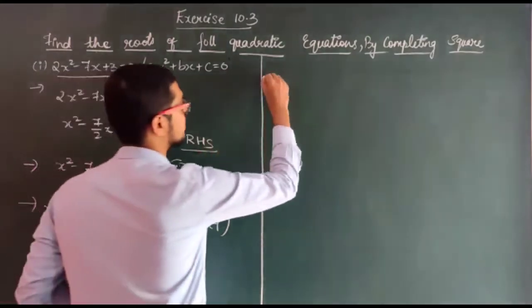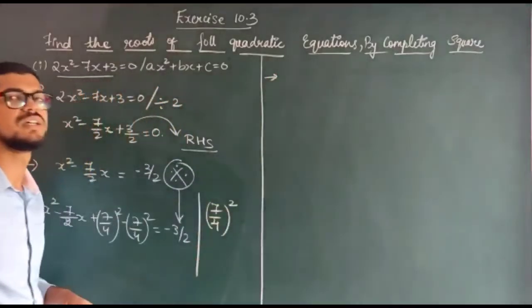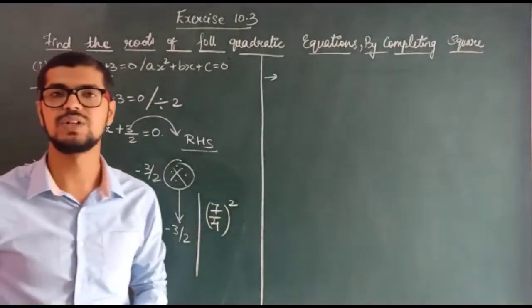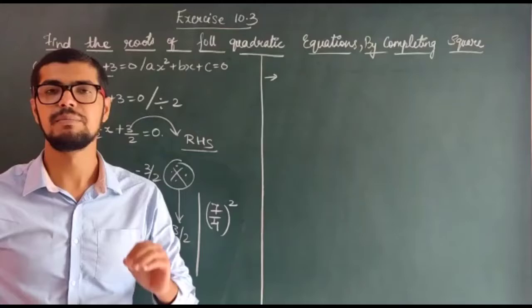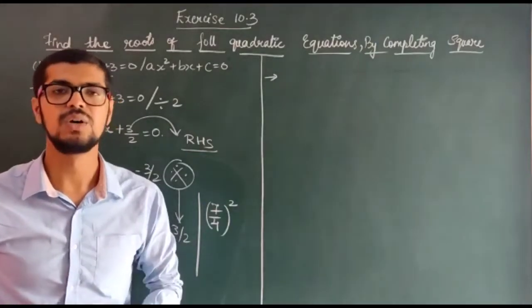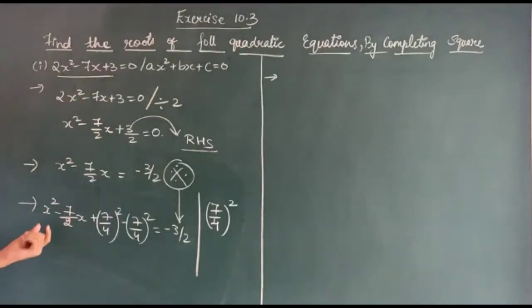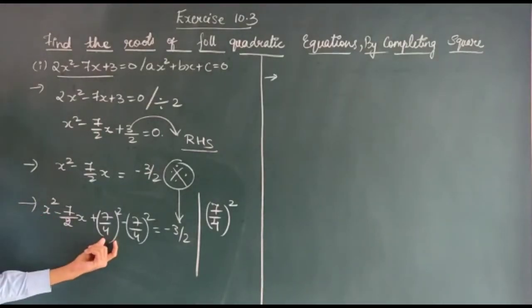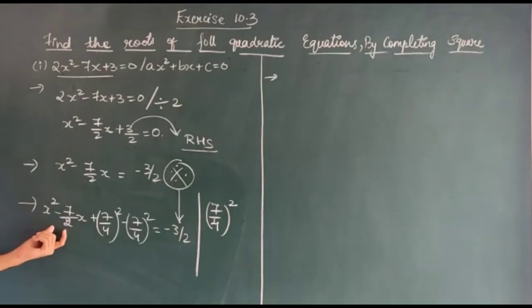My next step is making a complete square. What is the meaning of complete square here? Making this in the form of a plus b whole square or a minus b whole square. Carefully observe the terms here. a square, then plus b square minus 2 into a into b.